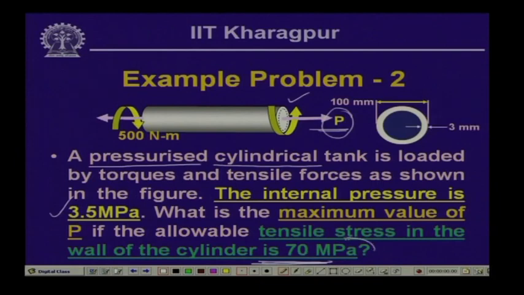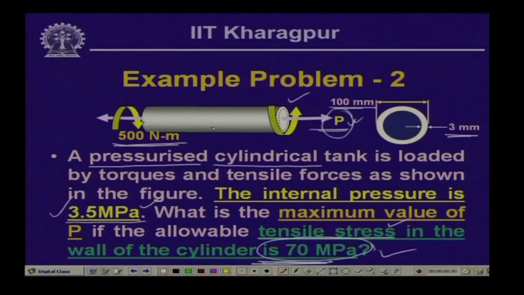So, if you have to limit the tensile stress in the wall to 70 megapascal, then what will be the maximum value of this P? And the value of the twisting moment given is 500 Newton meter. The diameter of the tank is 100 millimeter and the thickness of the wall is 3 millimeter, and the internal pressure that is acting is 3.5 megapascal.